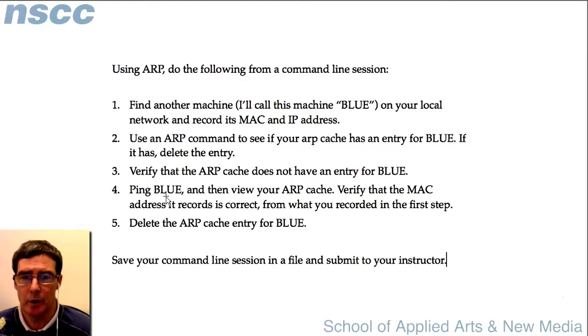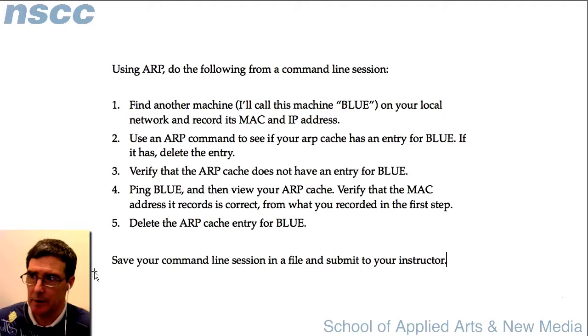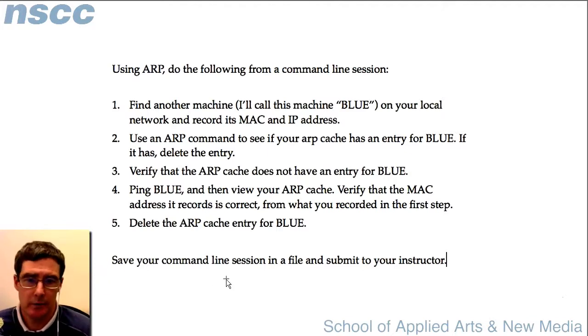But once the ping works, go back and view your ARP cache, and you should see for the IP address for blue, you should verify that the MAC address is what you recorded in step 1. Finally, delete the ARP cache entry for blue, just so you know how to delete ARP entries. You can save your command line session as a file. You can start your command line session by just hitting CLS and it will clear everything. And then you can do all these things. And then you can save it in a file and submit it to your instructor.